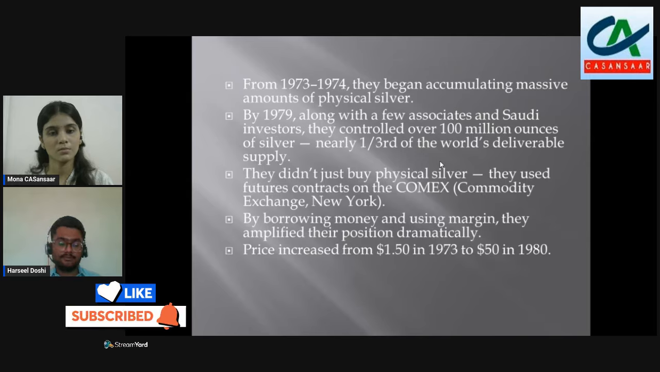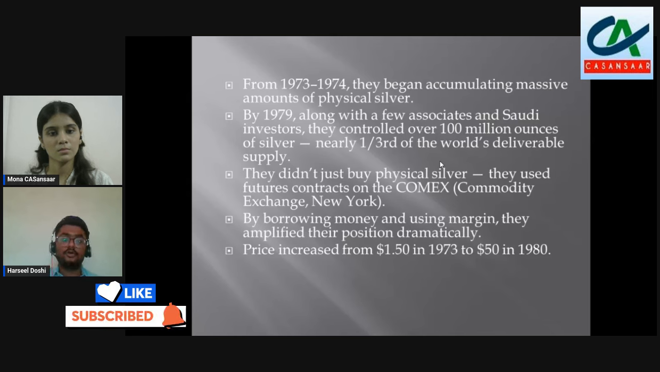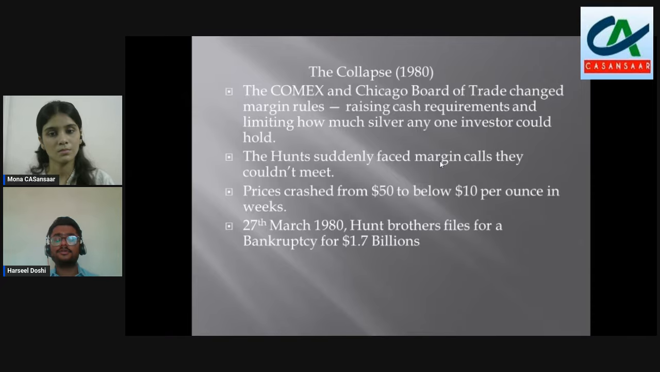And not only did they purchase physical silver, they also started purchasing futures contracts on the COMEX. So the price of silver rose very rapidly. In 1973, the price was 1.5 US dollars, and that increased to $50 by 1980 because of this massive purchase by the Hunt brothers.